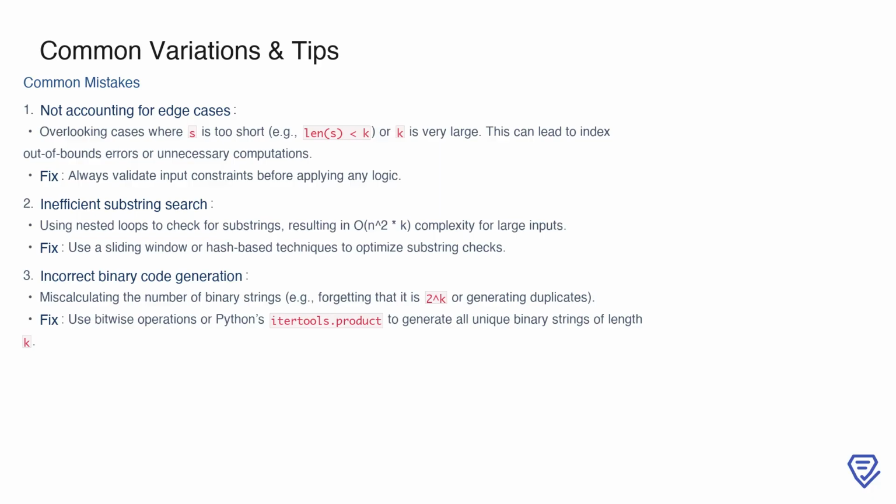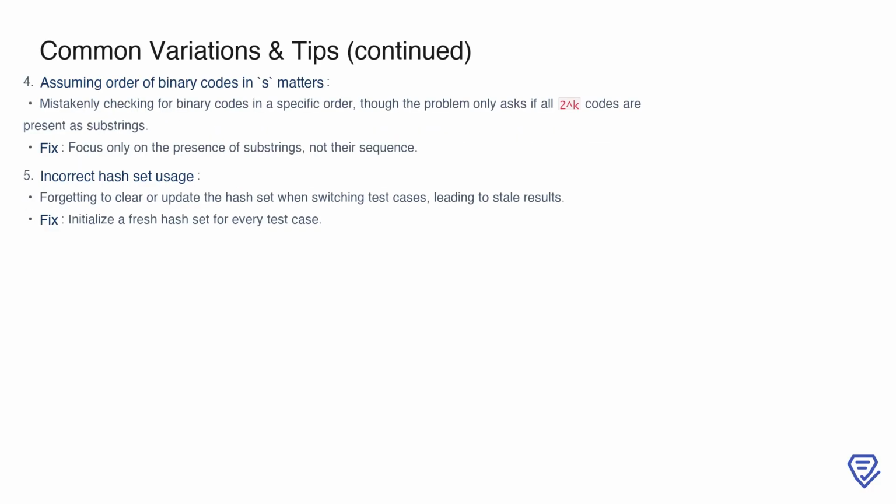Lastly, errors in generating binary codes are also common. You might miscalculate the number of possible binary strings, forgetting that it should be 2^k, or you might accidentally generate duplicates. A good fix here is to use bitwise operations or leverage Python's itertools.product to ensure correct and unique binary code generation. Another mistake to be mindful of is assuming that the order of binary codes in the string matters.